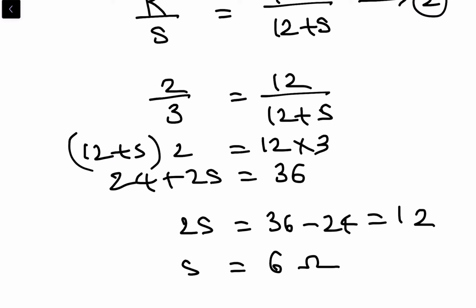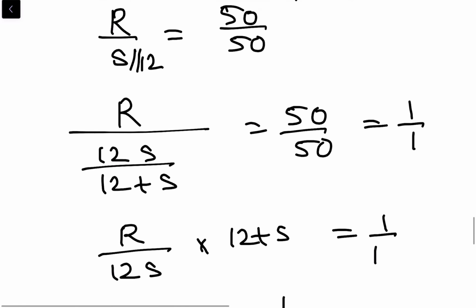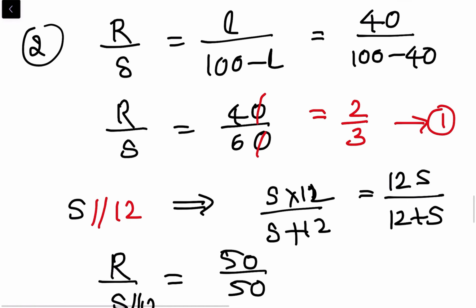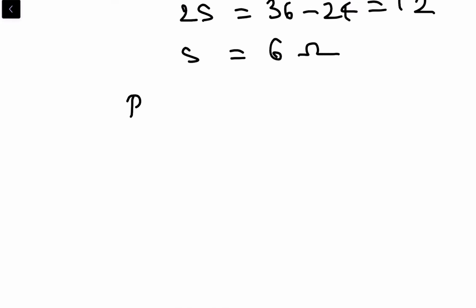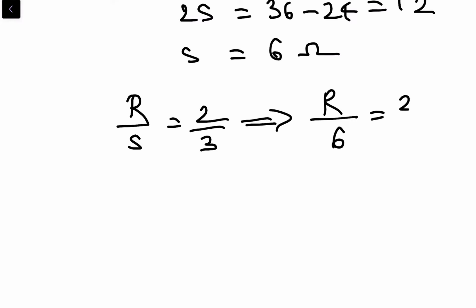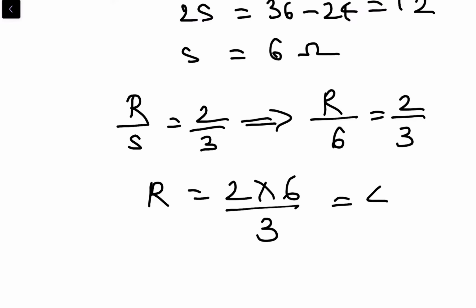And they also asked us to find R. So to find R, you can use equation 1, R by S is equal to 2 by 3. That means R by S, with S as 6, is equal to 2 by 3. Therefore, R is equal to 2 into 6 by 3, that is 4 ohms.